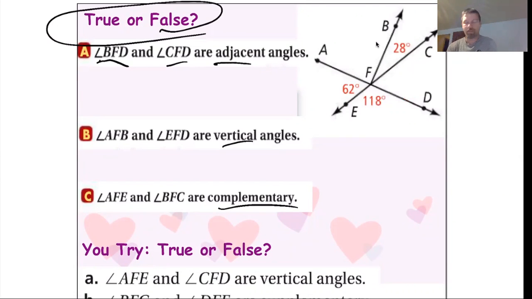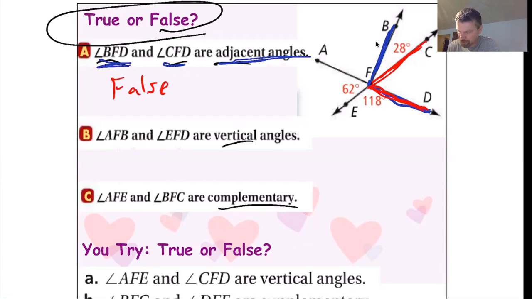Okay, so BFD and CFD are adjacent angles, true or false? Well, here's BFD, and here's CFD. Oh, that's a tricky one. I didn't catch this when I gave the definition. The definition is adjacent angles are angles that share a vertex and a side. So yes, that fits my definition. They share a vertex and a side. But no, they are not adjacent angles. This is actually false. I missed something in my definition.